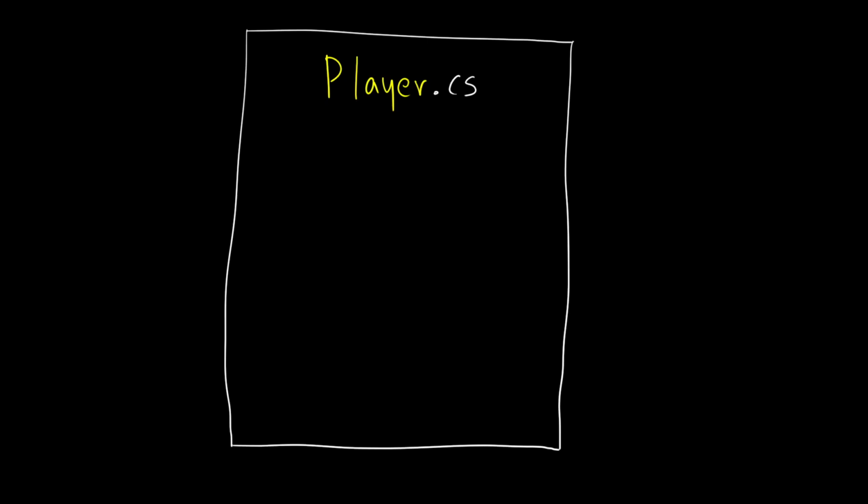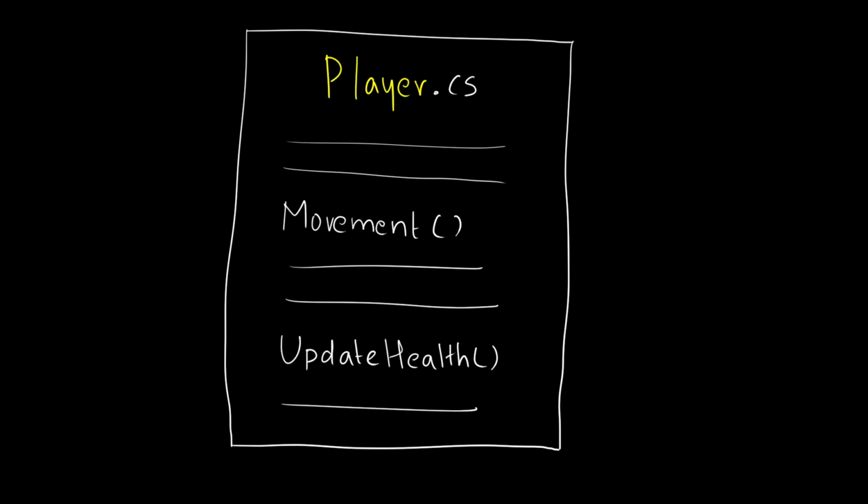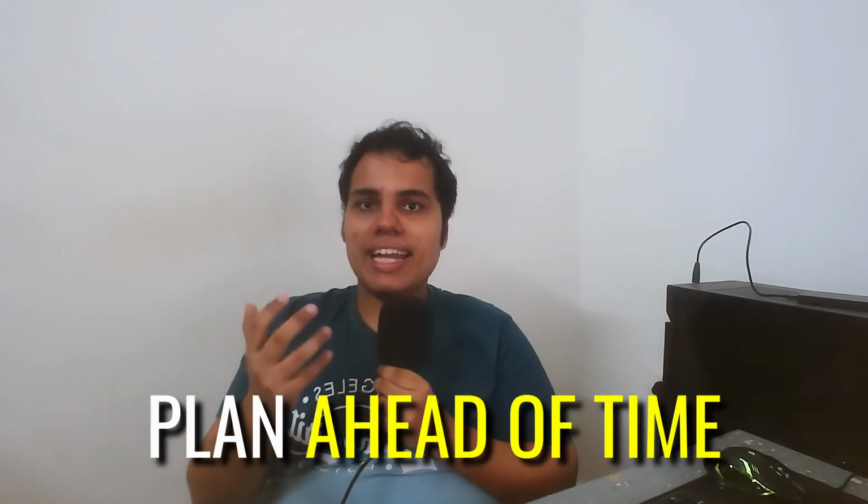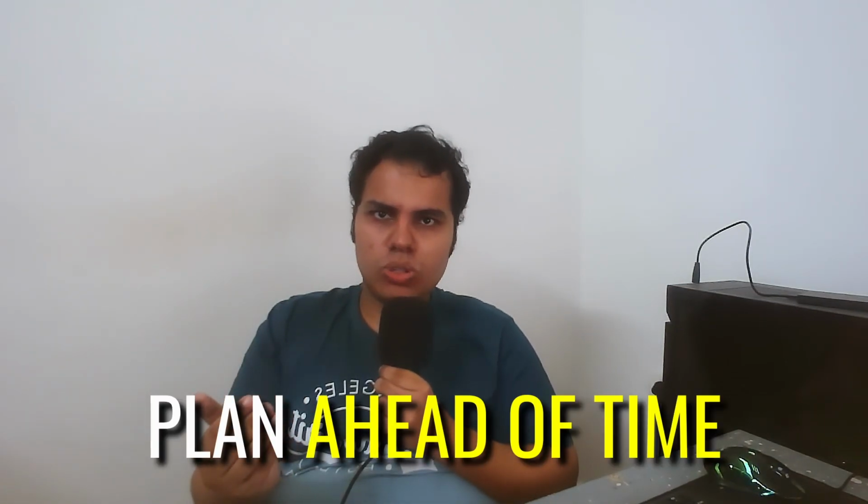For a video game example, you can have a player script with, let's say, movement and health. And when you really think about it, health and movement have nothing to do with one another. They are just parts that make a whole. So put them in separate scripts. Now, the place where namespaces become useful is when you start creating these scripts and you can plan ahead of time what you're going to do.